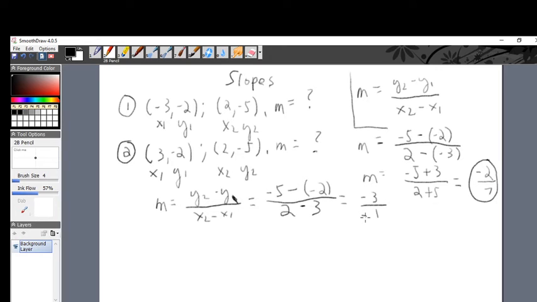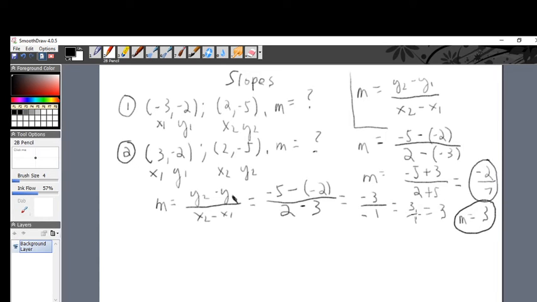When you have 2 negatives on top of each other, you ignore the 2 negatives. The negative divided by negative turns into positive 3 over 1. But what's 3 over 1? It's equal to 3. If you do not have any denominator, then you write the final answer, m is equal to 3.